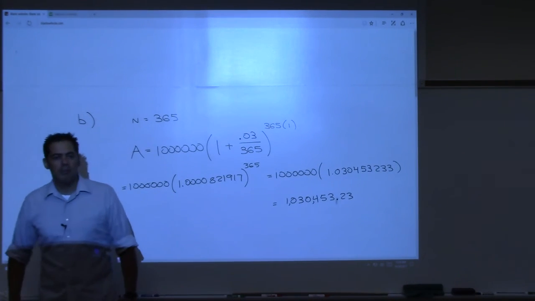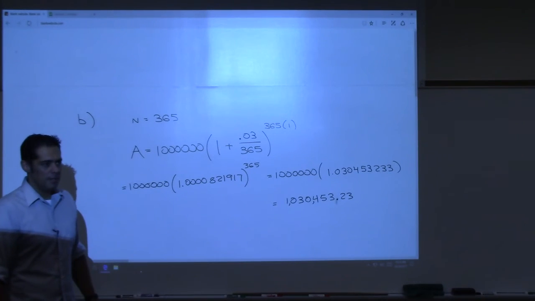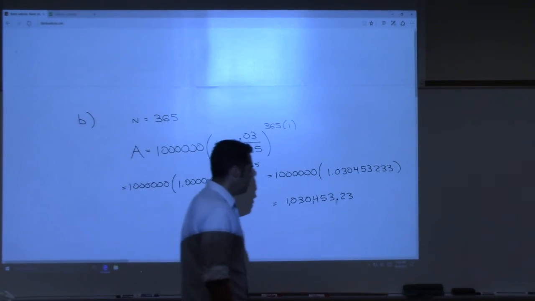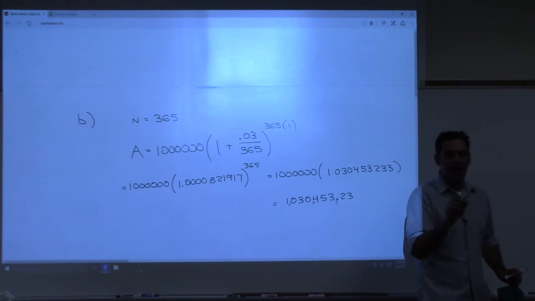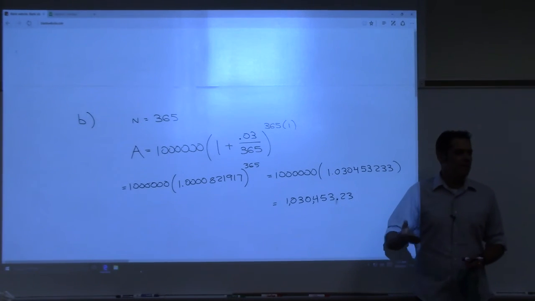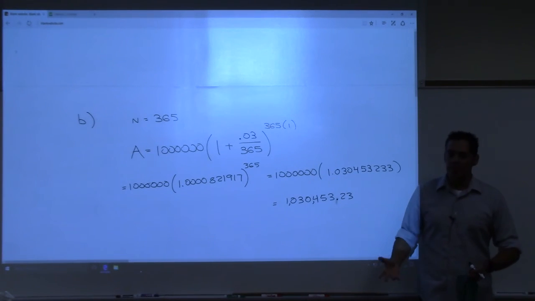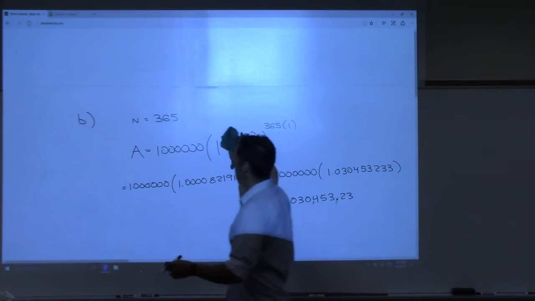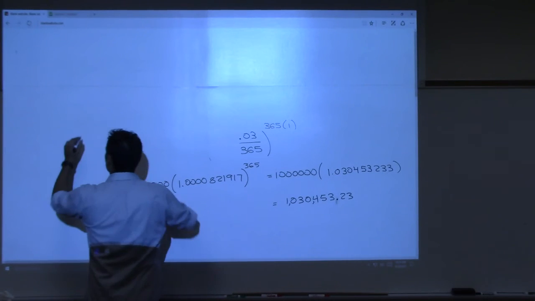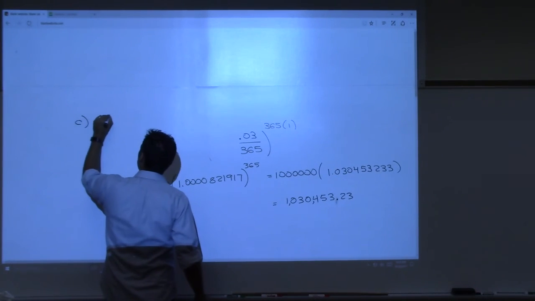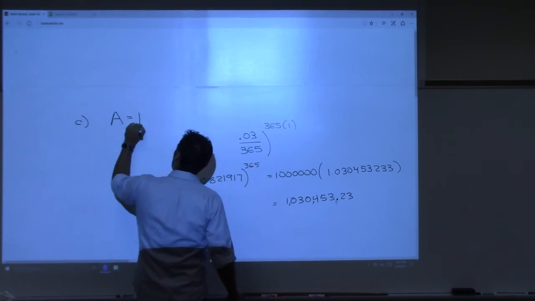Now let's do the compounded continuously. That's part C. So for part C, there is no n. And the reason there's no n is continuously means n is infinity. But when that happens, we get a new formula. So for part C, we're using the Pert formula. A equals Pe^(rt).